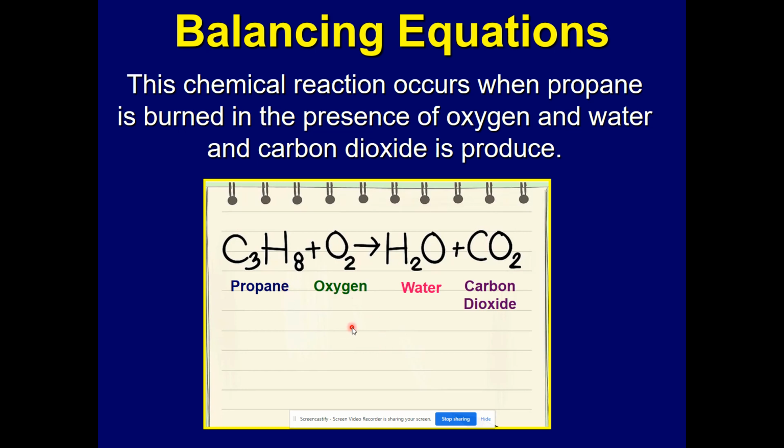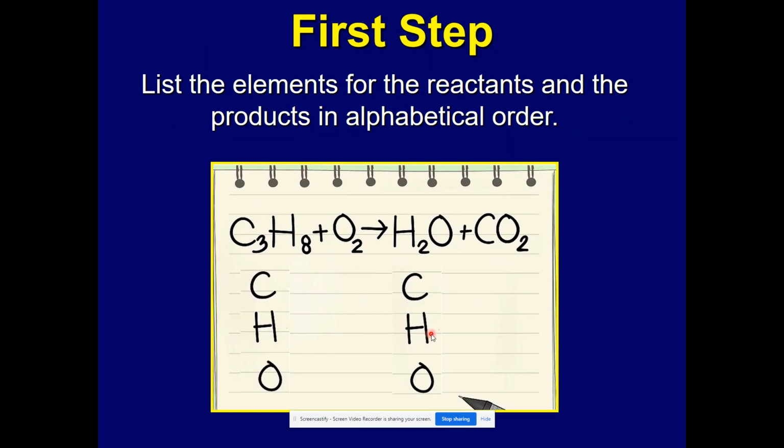Okay, so this is a chemical reaction for burning propane. So when we burn propane, C3H8, it requires oxygen to burn it. And the products that are produced are water, H2O, and carbon dioxide. All right, we're going to balance this equation. So how much propane do we need in order for this reaction to take place?